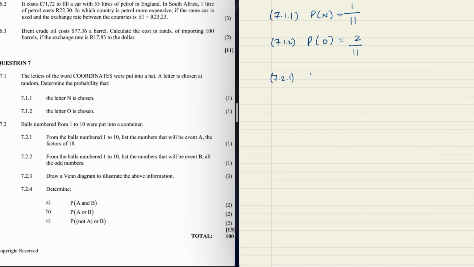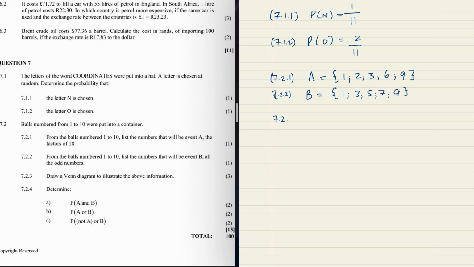So the factors of 18, so let's call this event A. So event A is equal to, the factors of 18 are 1, 2, 3, 4 is not a factor, 5 is not a factor, 6 is a factor, 7 is not, 8 is not, 9 is. So that's event A. Question 7.2.2. From the balls numbered 1 to 10, list the numbers that will be event B, all the odd numbers. So the odd numbers from 1 to 10 are 1, 3, 5, 7, and 9.